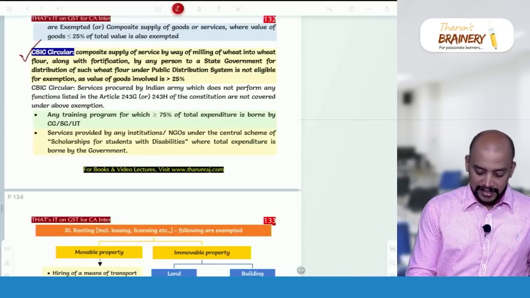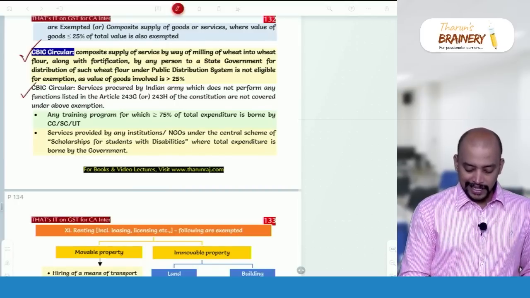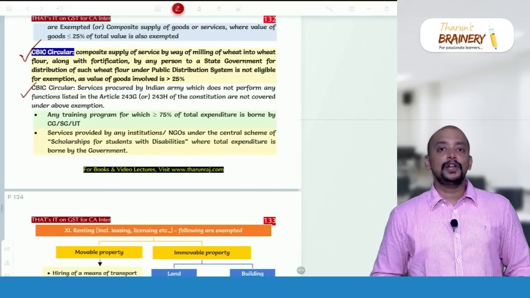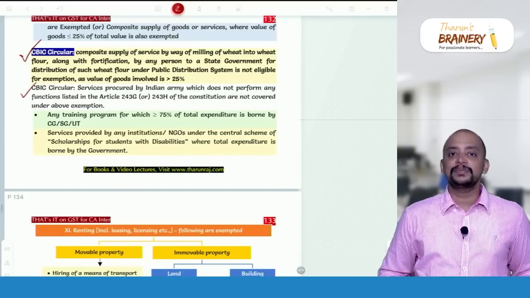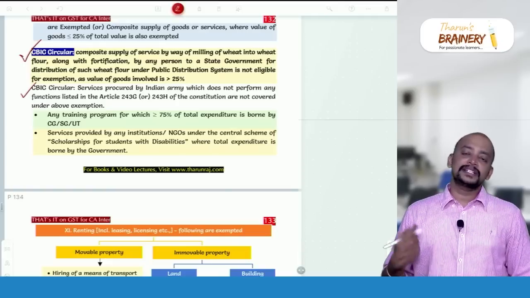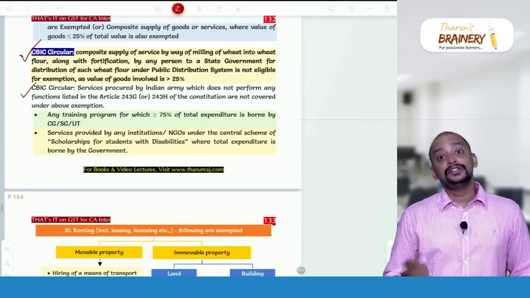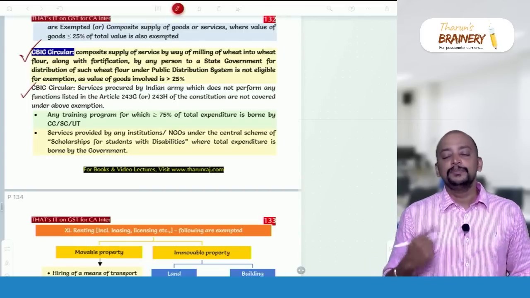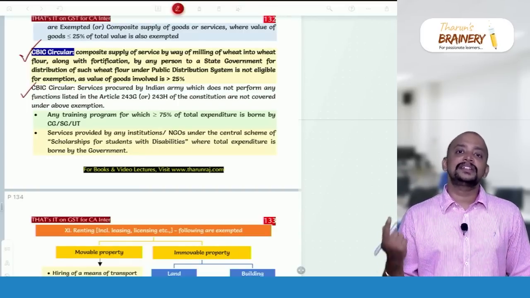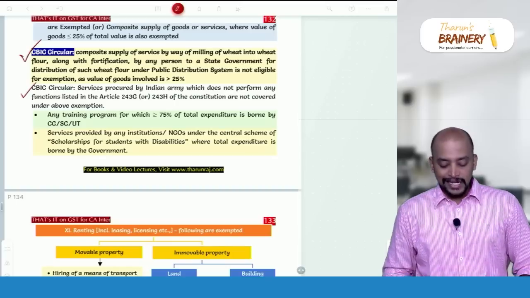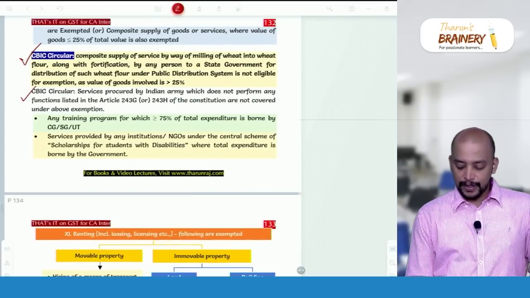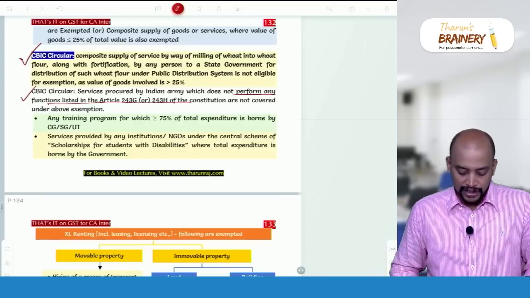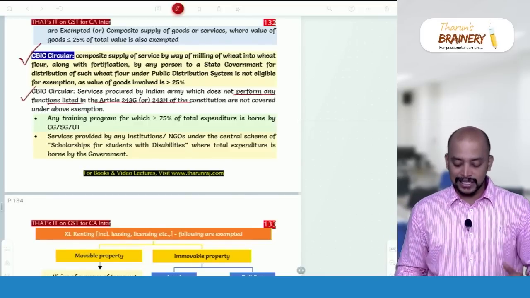That is this CBIC circular. Then another CBIC circular: for the Indian Army, if we provide any services, will that also come under this exemption? No, because the Indian Army is not a government department. Only when the services are provided to a government department, that too for functions entrusted to it under Article 243G or W of the Constitution. But to the Indian Army there is nothing that has been entrusted under the Constitution. Therefore, services procured by the Indian Army, which does not perform any functions listed under Article 243G or H of the Constitution, are not covered under the above exemption. So this is also an amendment.